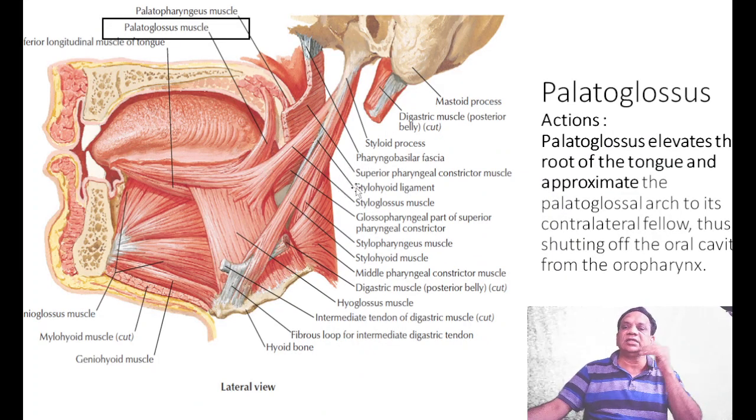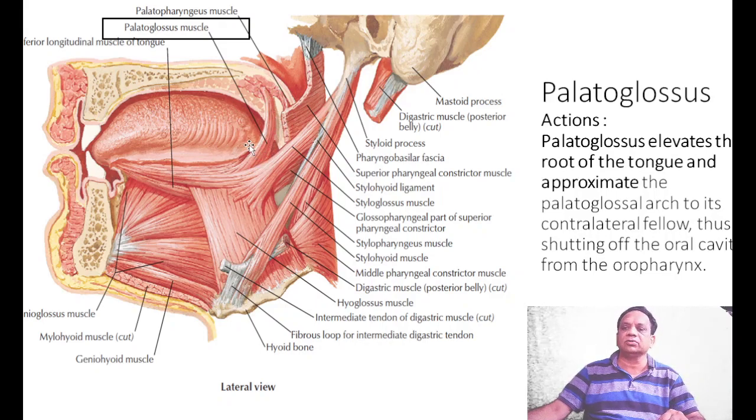So another muscle is the palatoglossus muscle. The name says from the palate. We have two types of palate, the hard palate anteriorly and the soft palate posteriorly. You can see this is the hard palate and this is the soft palate. From the soft palate, you can see this muscle going down and it inserts onto the side of the tongue. Over this muscle you will see the mucous membrane.